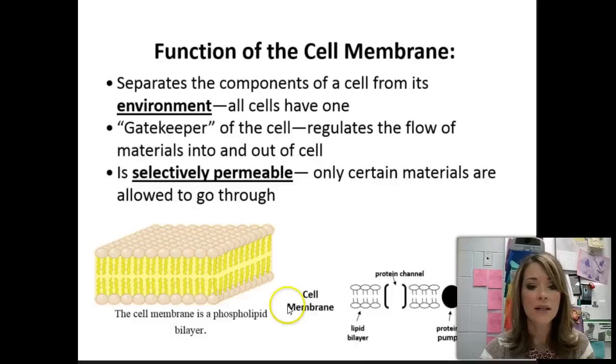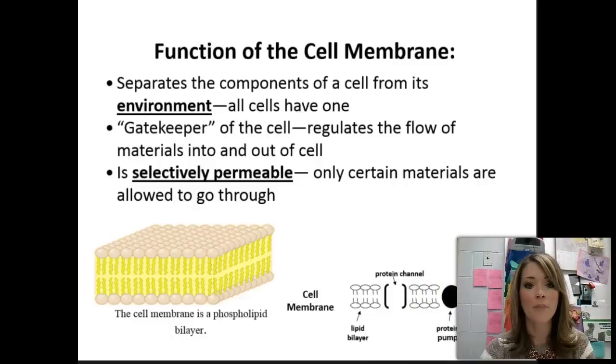And you can see down here, there's a picture of a cell membrane. It's a bilayer, so it's two layers back to back. It's called a phospholipid bilayer because of what it's made out of. Here's another diagram of a cell membrane. Again, you can see those two layers. And there's things called protein channels that will allow materials to move through the cell membrane, and protein pumps that we'll talk about when we get into active transport.